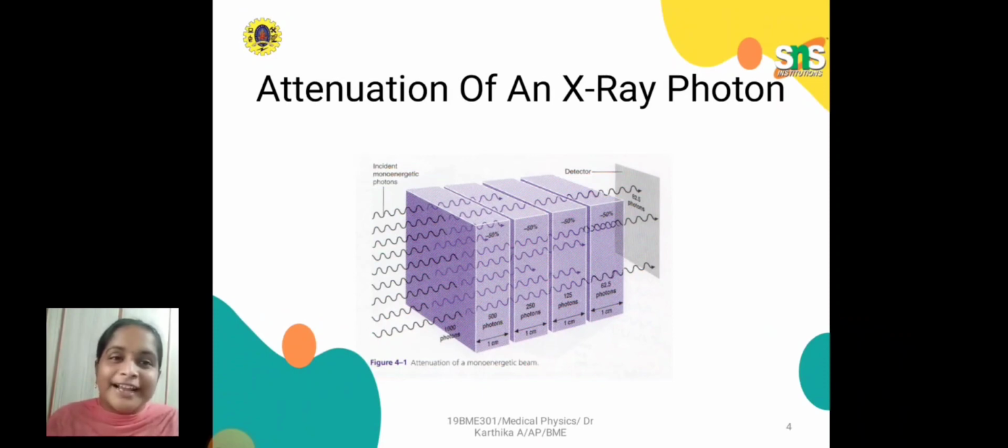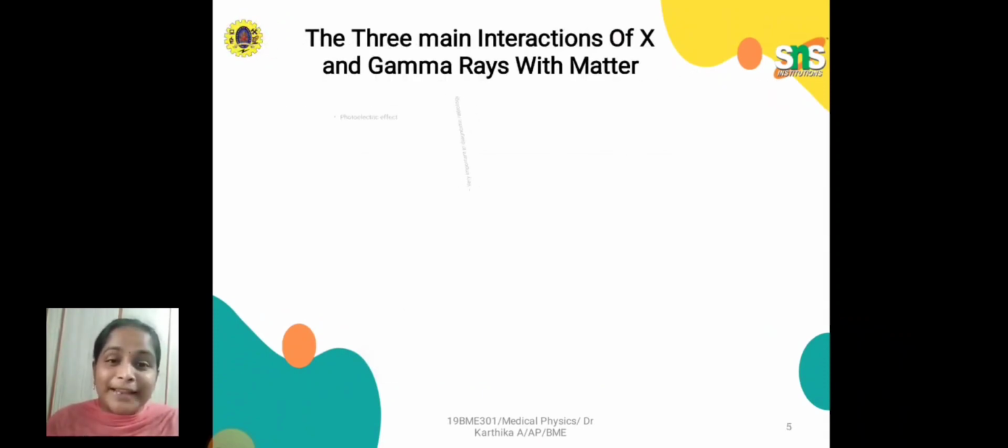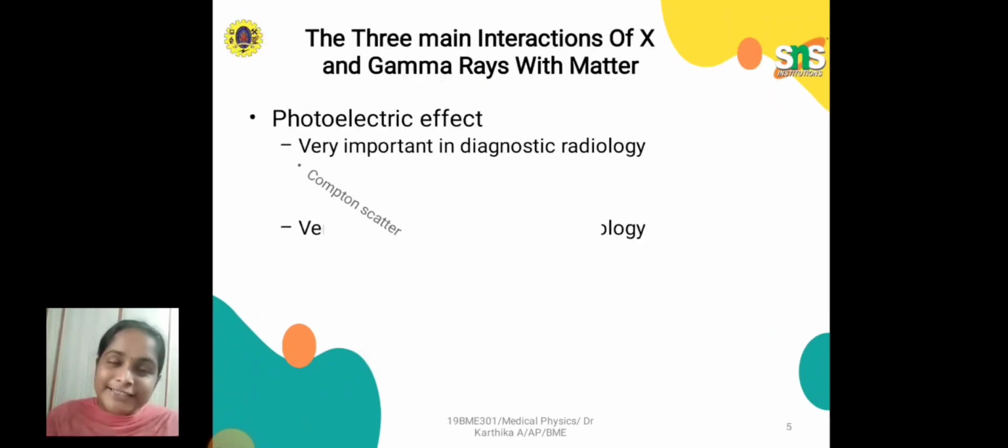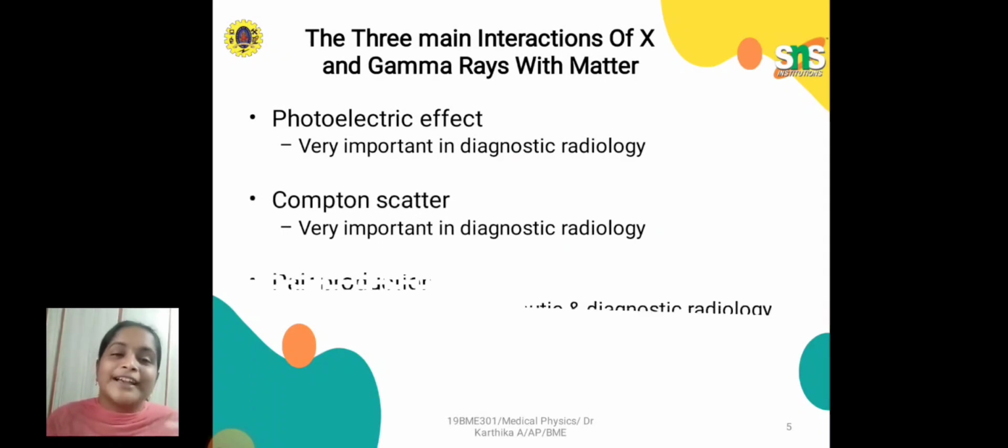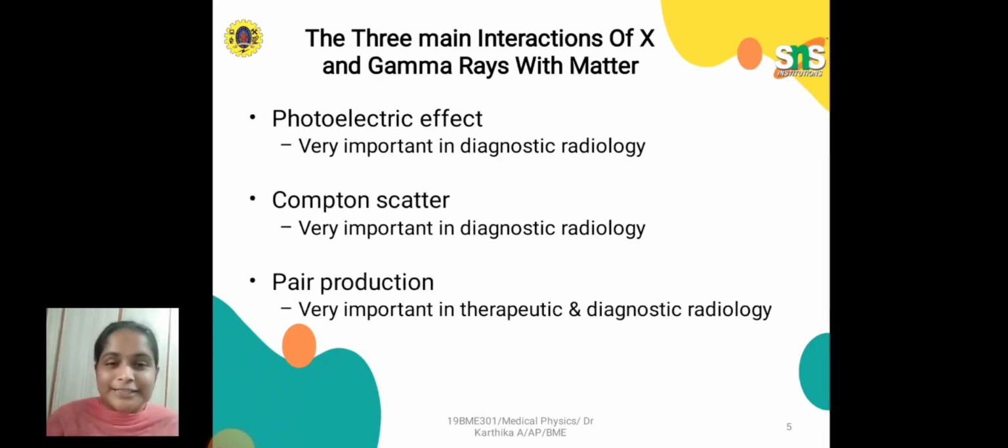Next, the three main interactions of X and gamma rays with matter. The first one is the photoelectric effect. It is very important in diagnostic radiology. The second one is Compton scatter, which is also very important in diagnostic radiology. And the third one is pair production, which is very important in therapeutic as well as diagnostic radiology.